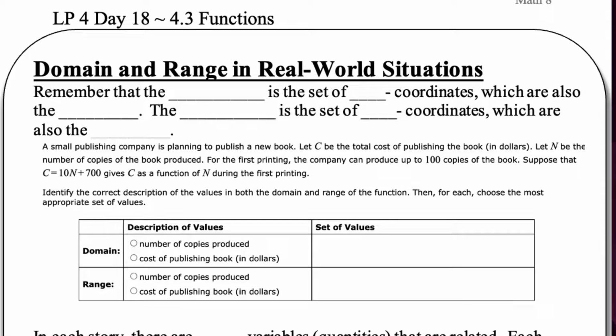Okay, so now we're going to look at domain and range in real world situations. So remember that domain is the set of x coordinates, which are also called the input, and the range is the set of y coordinates, which are also called the output. So we want to look at how the input is going to affect the output, but the output doesn't necessarily affect the input.